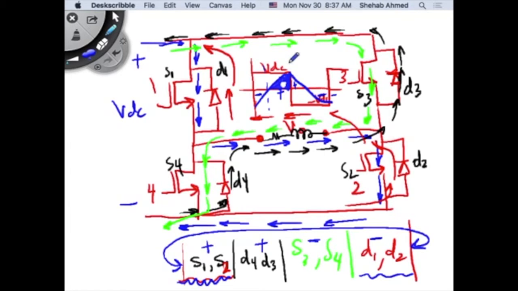So this one here is S1 and S2 being on, and then I turned off S1 and S2, but I still had positive current flowing, which is this section here, and that's D3 and D4 on. And then current goes negative, where S3 and S4 are on. And then there's another negative section here. D1 and D2 are on. Okay?